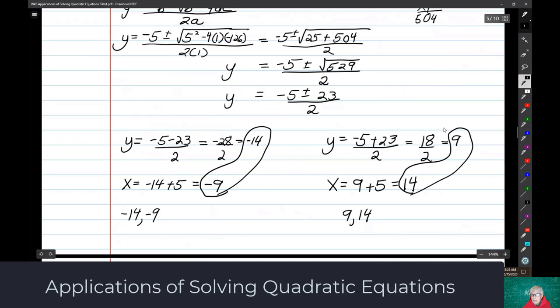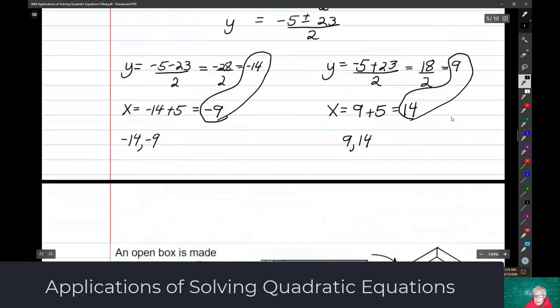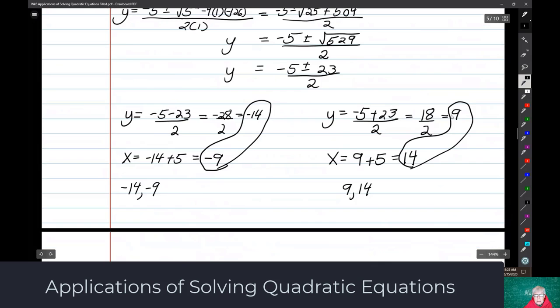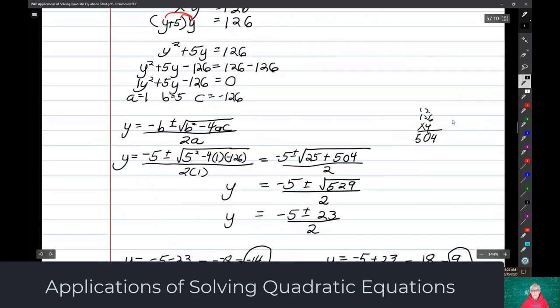So let's go on up and look. Yes, 9 and then 14 and negative 14 and negative 9. I doubt that it matters. Does it say that? One pair of numbers, both of which are positive, is. Okay, now, order is not going to matter.